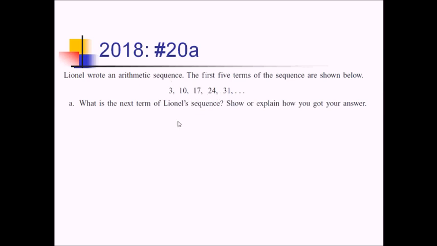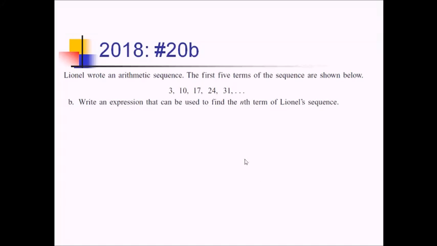So what are we adding to get the next number? Well, you can just look at one number minus the term before it. So 10 minus 3, for example, would be 7, and that's consistent throughout here. Since we're just adding 7 each time, to get the next term, we just have to do 31 plus 7, which comes out to 38.